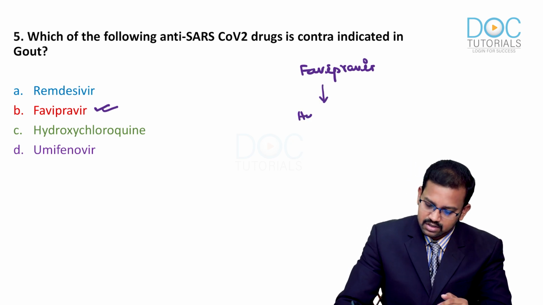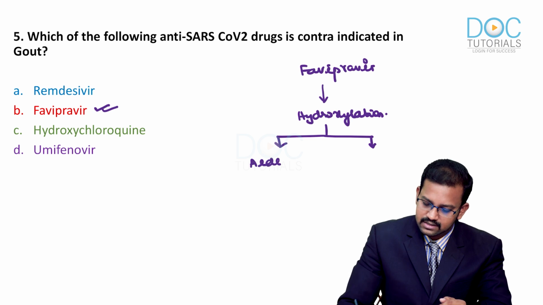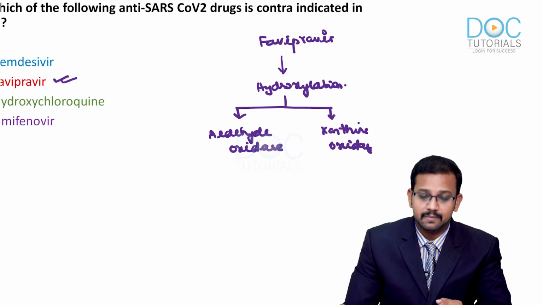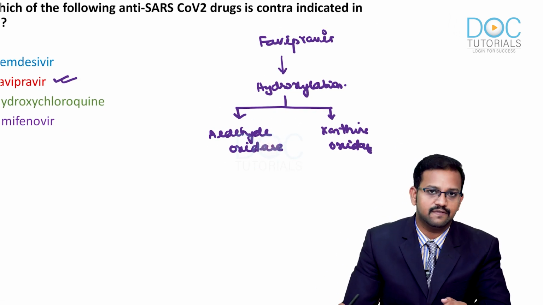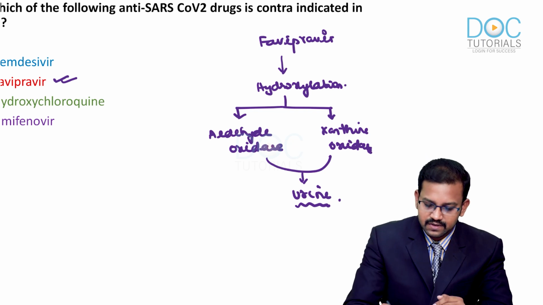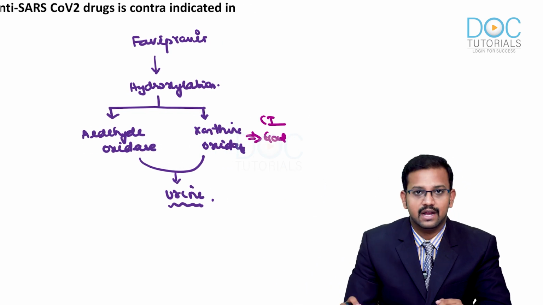Favipiravir gets hydroxylated by two different enzymes, aldehyde oxidase and xanthine oxidase. I can see your eyebrows moving up. Yeah, xanthine oxidase is involved in the breakdown of Favipiravir, and because of this breakdown, it is going to be excreted out in the urine. Because of the involvement of xanthine oxidase, this drug is going to be contraindicated in gout.